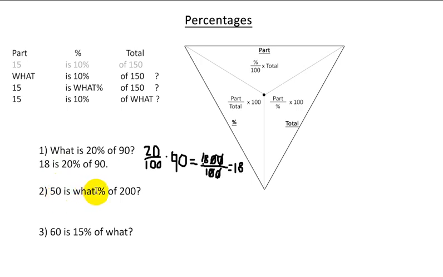50 is what percentage of 200? Now immediately, this, what percentage, should tip you off that you're looking for, of course, the percentage. And again, I have 50, which is the part, and I have 200, which is the total. And it asks, what percentage of 200 is 50? 50 is the part, 200 is the total. So how do I solve this? I take the part, so 50, over the total, 200, and I multiply it by 100.